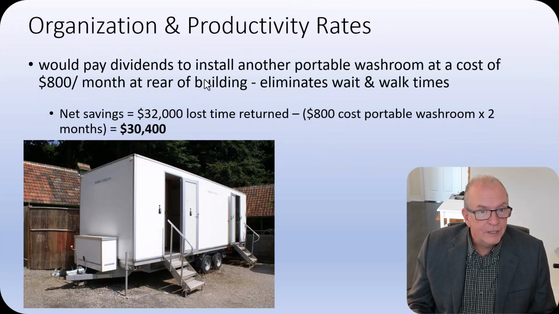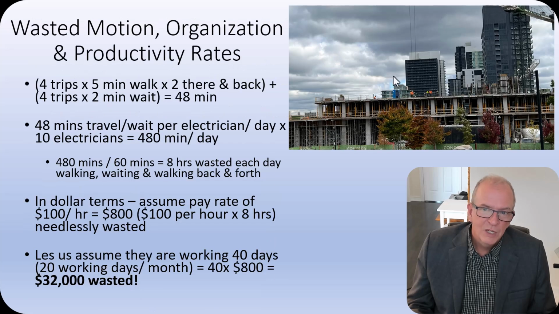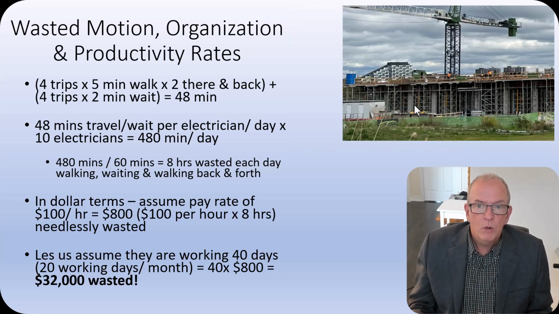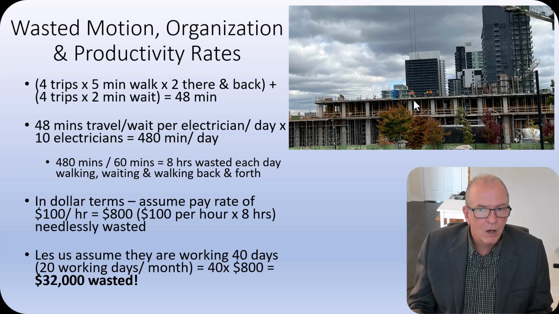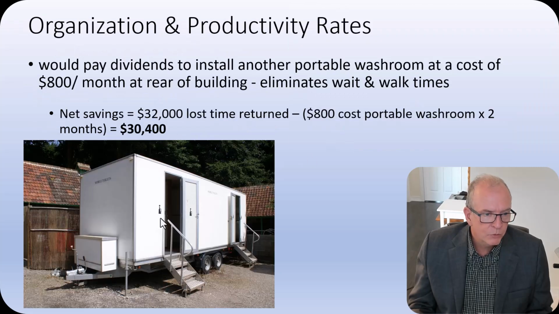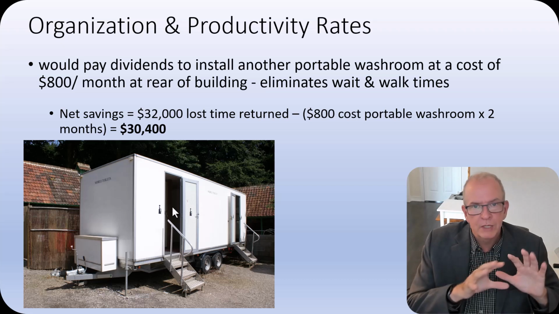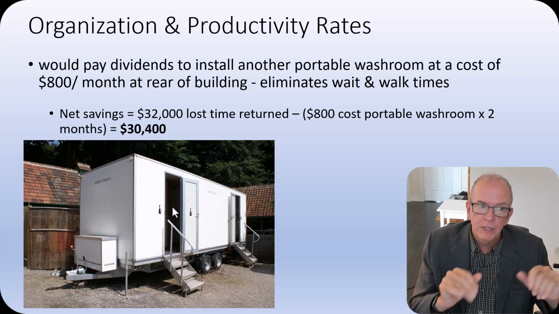So it would pay dividends to install, in this example, another portable washroom. And let's say it costs $800 a month for the portable washroom. And these ones in Toronto are probably around $600 to $800 a month, even with the water and the sink in it that you can wash your hands with. We are getting better with our washrooms, and Occupational Health and Safety Act regulations are improving and requiring more of these fully, like a real washroom. We've got to have some dignity for our construction workers too, and that's probably a whole topic for another video.